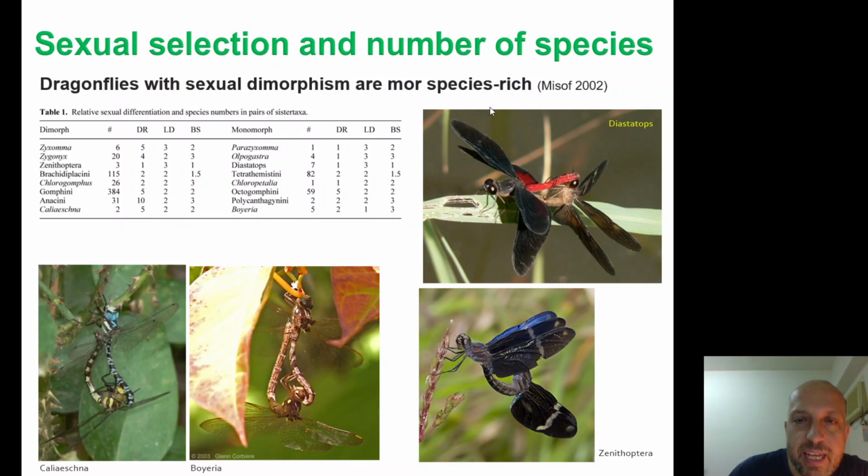In this study, he actually compared the number of known species for the group which probably has no sexual conflict, and the group where probably some sexual conflict is happening. And always he found that the groups with sexual dimorphism and sexual conflict are more species rich, right? So there's definitely some connection between sexual selection and morphological diversity and species diversity.